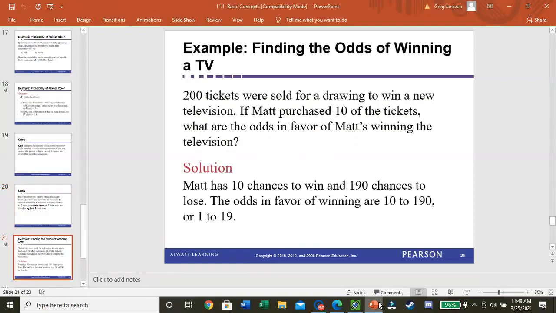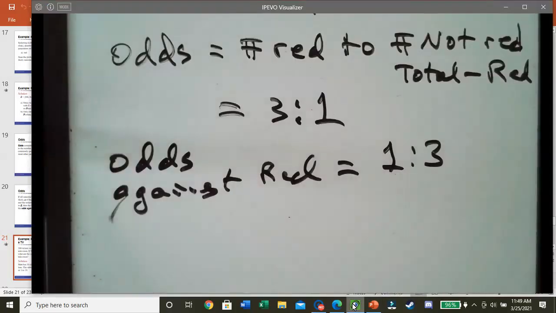Okay, so 200 tickets were sold from a drawing to win a new television. If Matt purchased 10 tickets, what are the odds in favor of Matt winning? All right, so let's look at that.